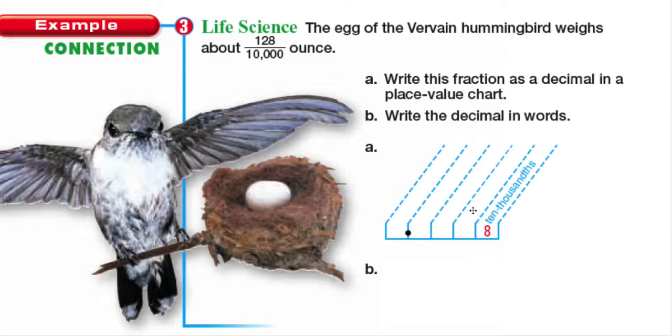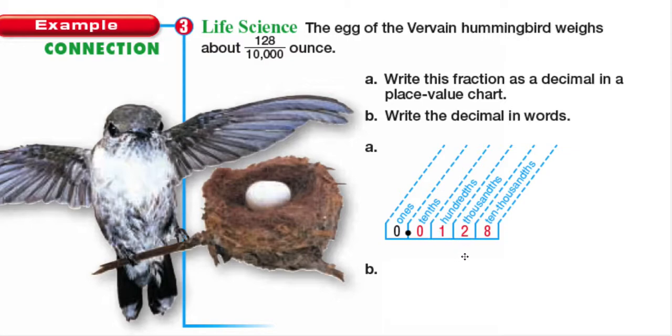So after writing the 8, we write the 2 in the thousandths place, and we write the 1 in the hundredths place. And since there is no more digit before 1, we simply add a 0 to the tenths place. And for all intents and purposes, write a 0 there for the ones place because there are 0 ones. That's how you write 128 over 10,000 in the place value chart.